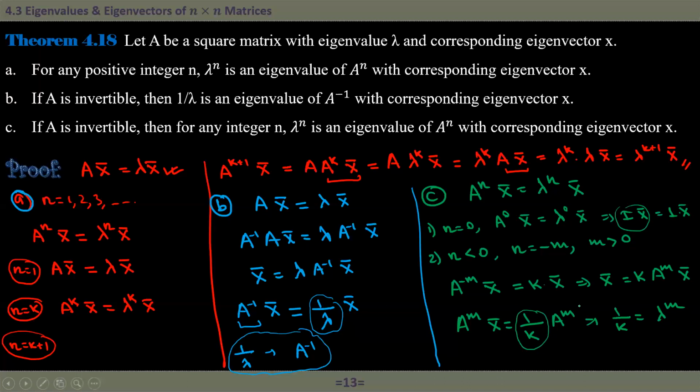Okay, so we have to find k here. From here, k equals lambda to the power of m, because we are looking for this m. Now 1 over k. So what is k? The k is lambda to the power of minus m, which is the eigenvalue of A to the power of minus m. Okay, that's the proof of this theorem.